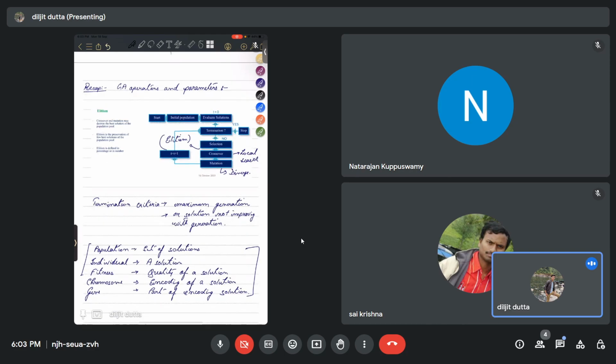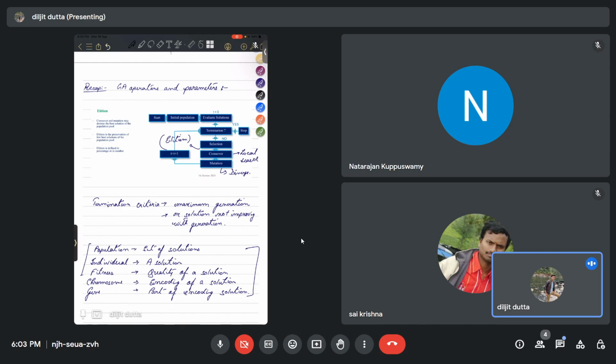First, there is something from the last class. If you remember, we discussed selection procedure and crossover mutation. There is one more thing that comes in between selection and crossover, and that is called elitism. Elitism means preservation of the best solutions of the population pool. When we are initially doing the selection, there will be some very good solutions. Before going into crossover and mutation, we want to keep those solutions in the solution pool for further generations. This process is called elitism.